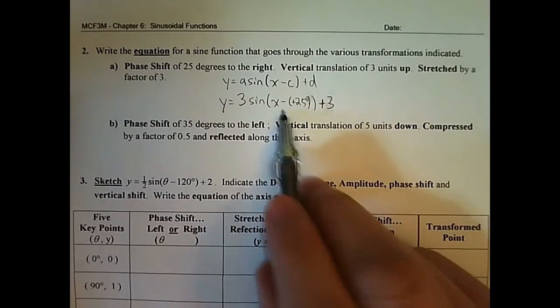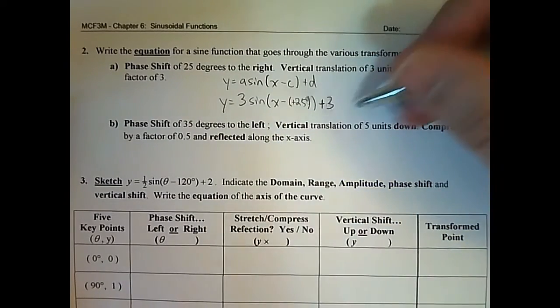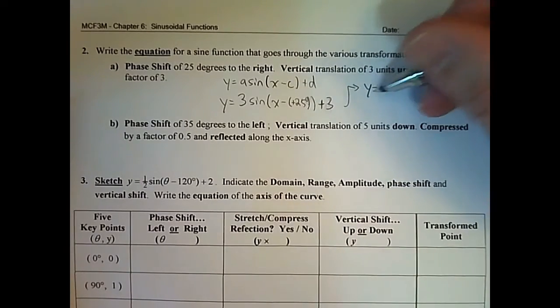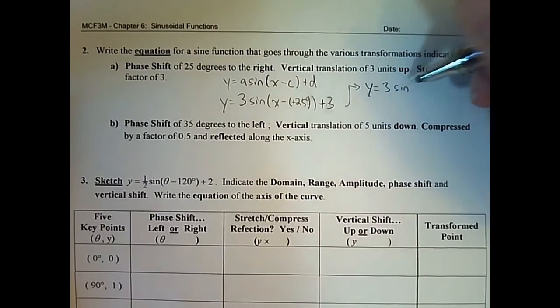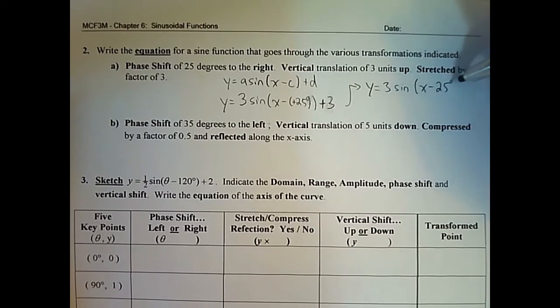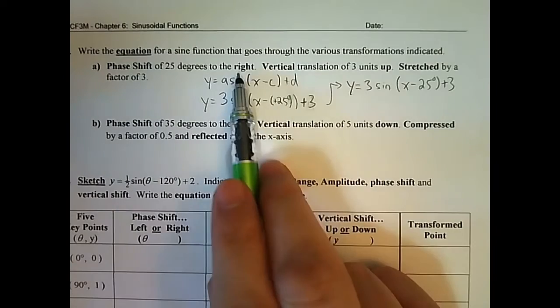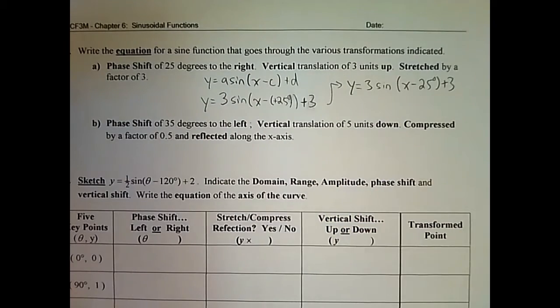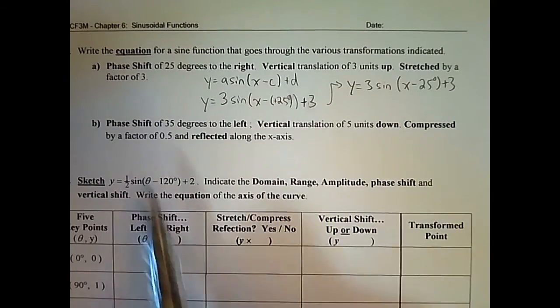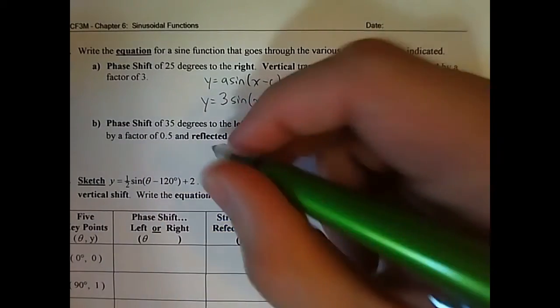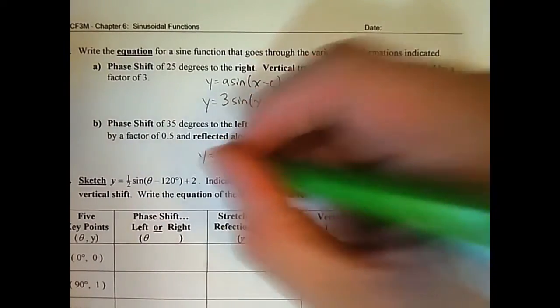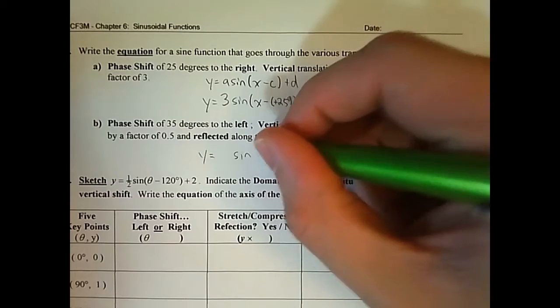So now when I simplify this, it gives me y is equal to 3 sine (x minus 25 degrees) plus 3. So again, even though it's moving to the right, in the equation it's going to appear negative. All right, for b, I'm just going to write the equation like this. I'm not going to write the whole thing again.